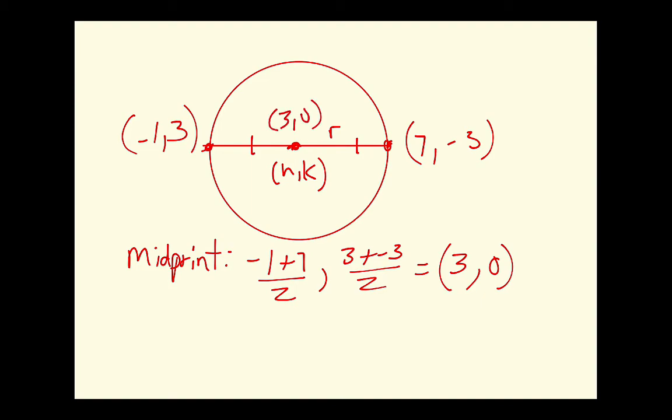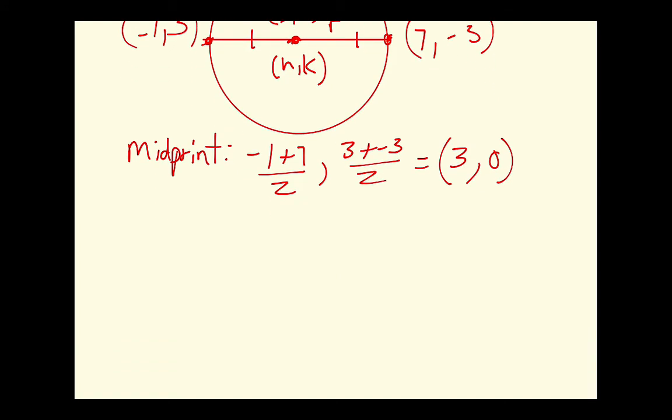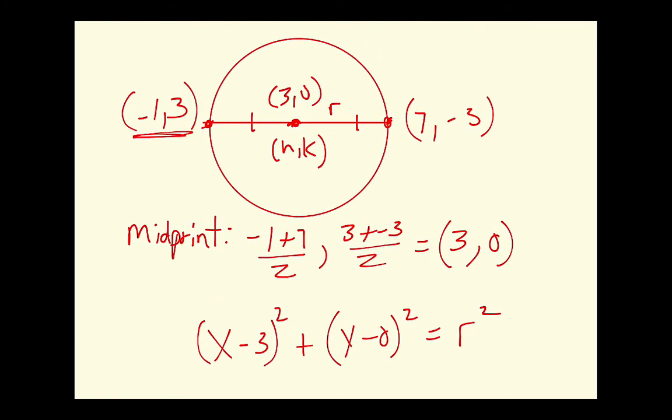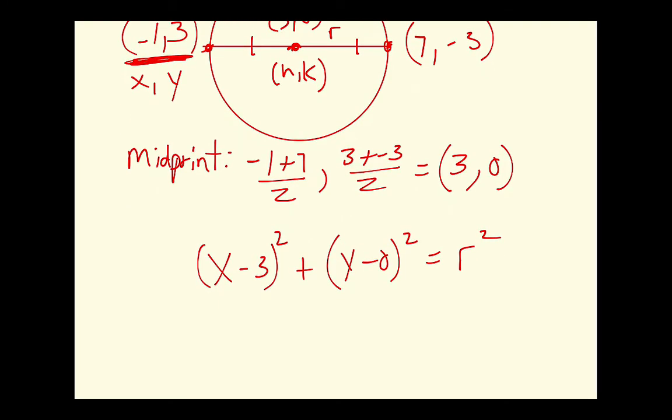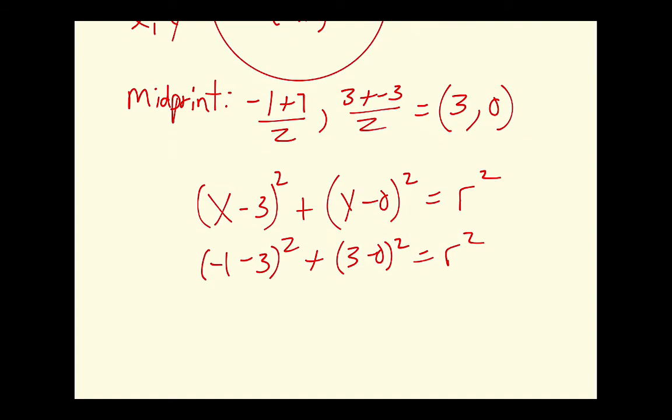We just need to understand that the diameter has the center as its midpoint. So my equation, very quickly, is going to be x minus 3 squared plus y minus 0 squared equals the radius squared. And we're right back to what we were doing before. I already know that the point -1, 3 is an x and a y on the circle, so I'm going to plug those in. -1 minus 3 squared plus 3 minus 0 squared should equal the radius squared. So I'm plugging those in to find the radius squared.